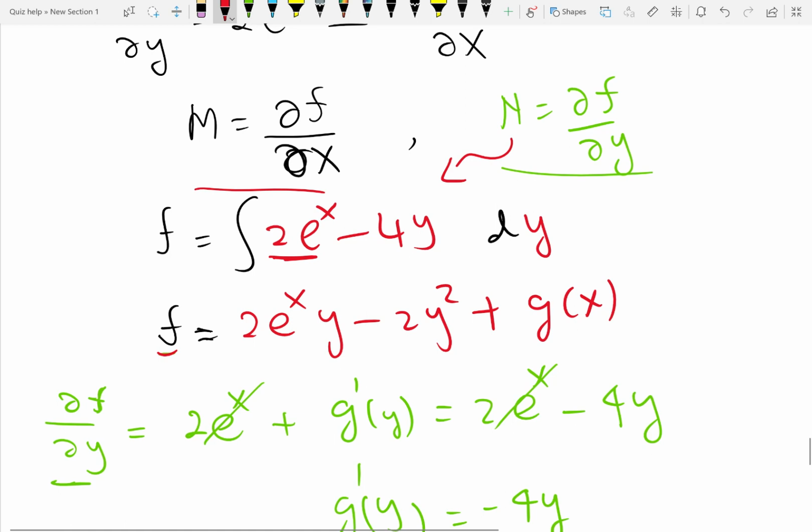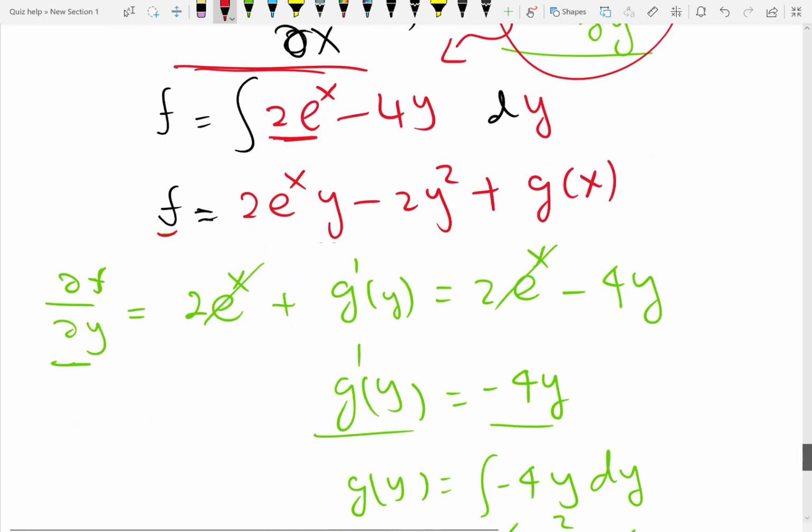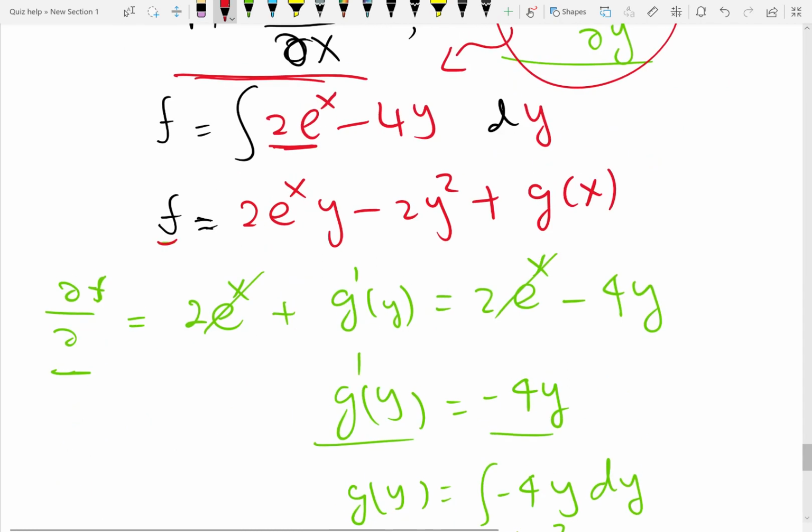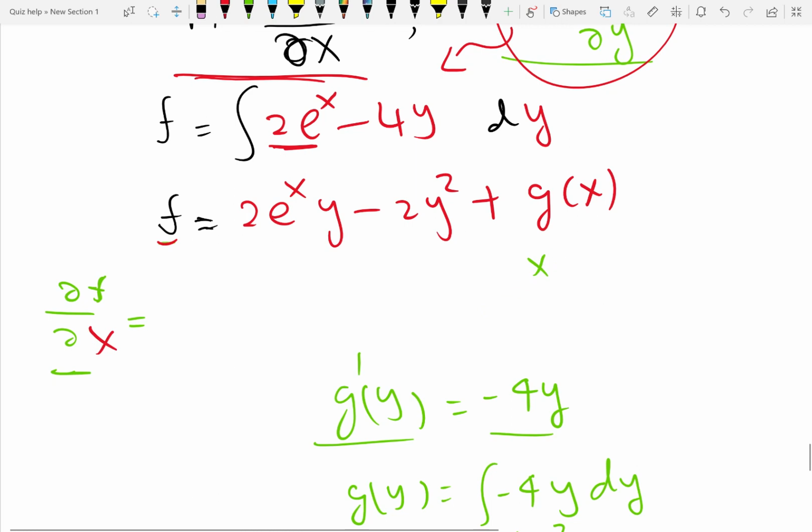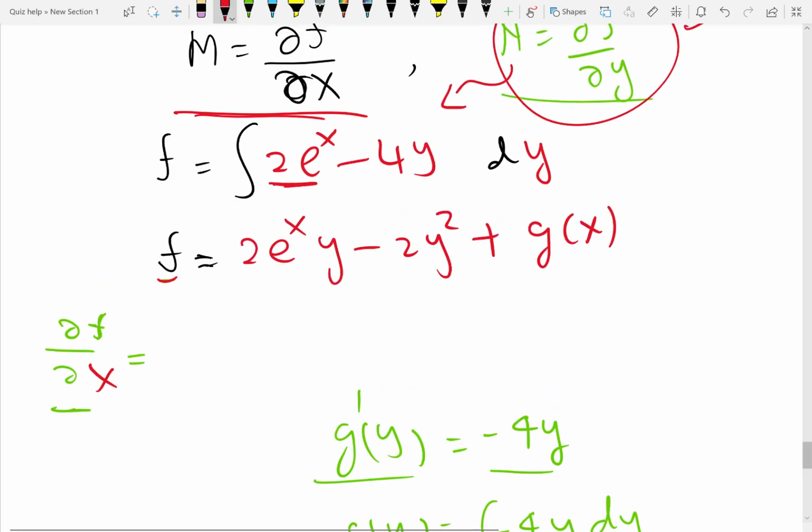Now let's use the fact that M is the partial derivative of f with respect to x. So let's take the partial derivative of f with respect to x that we found, because we want to find g of x. To find g of x, you have to use M, which you did not use for integration. For integration I used N, so to find g of x I need to use M.